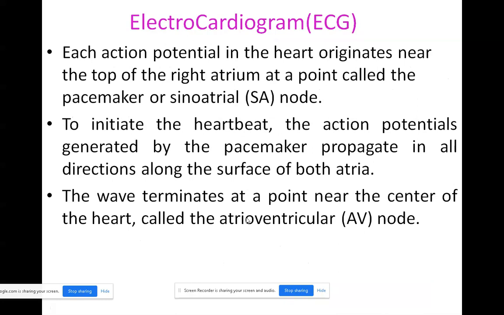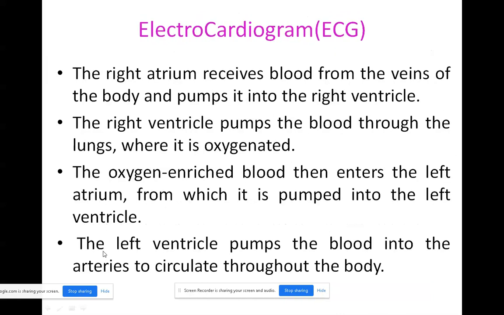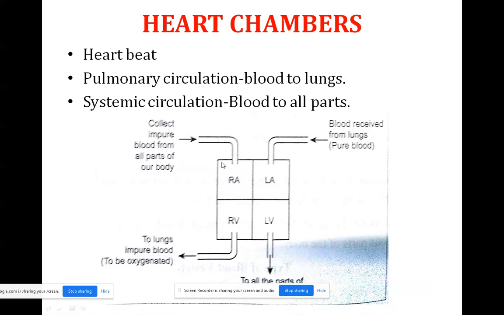So here, each action potential, that is the biosignal generated in the heart, originates from near the top of the right atrium. The heart muscle will produce the ECG signal. That ECG signal actually originates near the top of the right atrium. Right atrium means here.